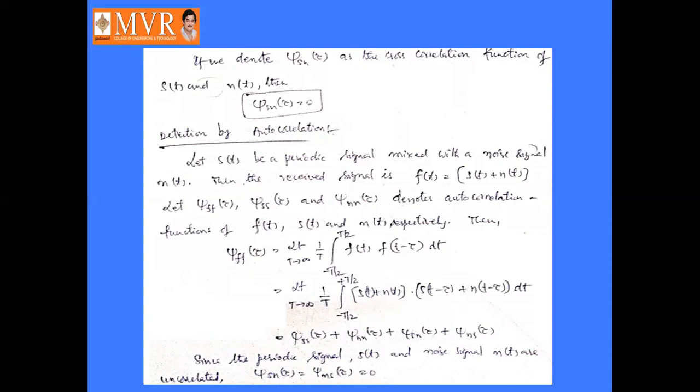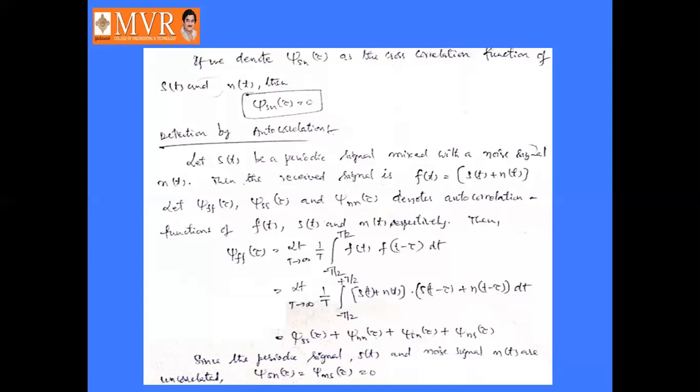So then J_f of tau, the output received signal, is equal to limit T tends to infinity 1 by T into integral from minus T by 2 to plus T by 2 of f of t into f of t minus tau dt. But f of t is S of t plus n of t. So it is limit T tends to infinity 1 by T into integral minus T by 2 to plus T by 2 of S of t plus n of t into S of t minus tau plus n of t minus tau dt. By multiplying this out, we get J_ss of tau plus J_nn of tau plus J_sn of tau plus J_ns of tau.